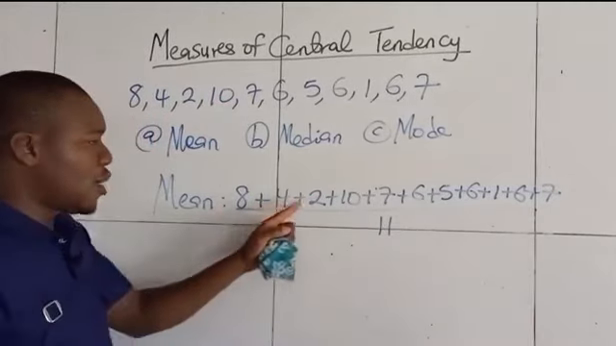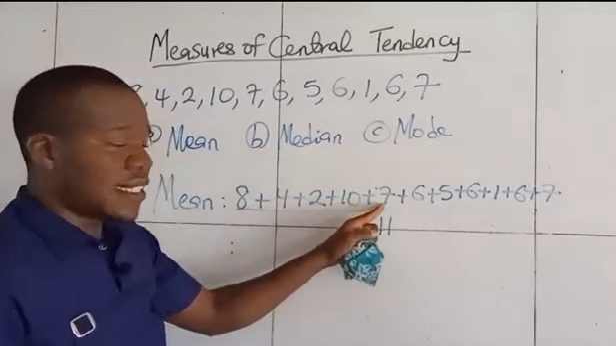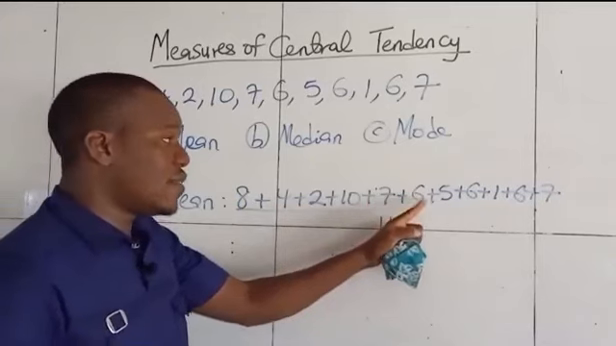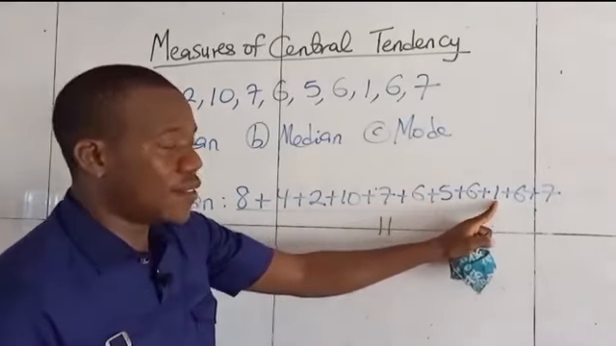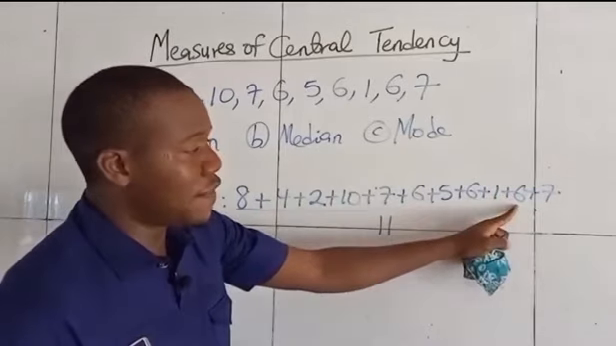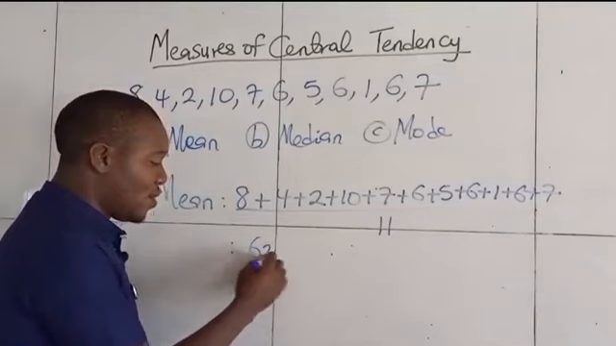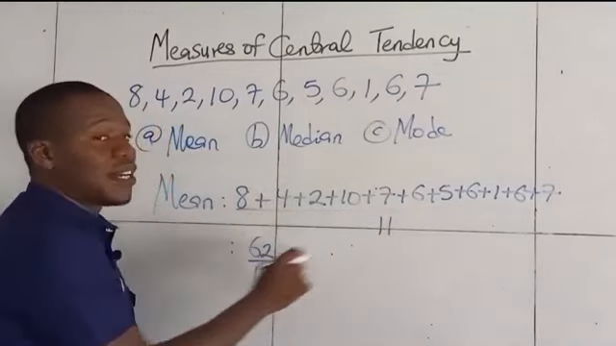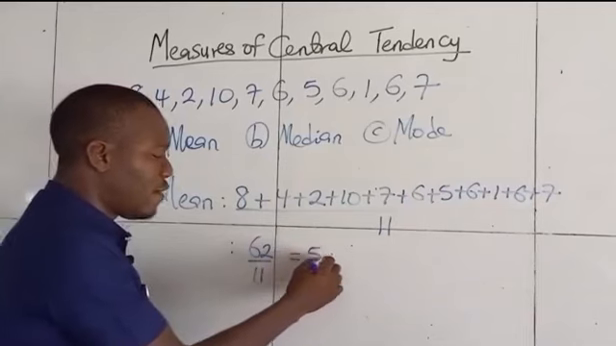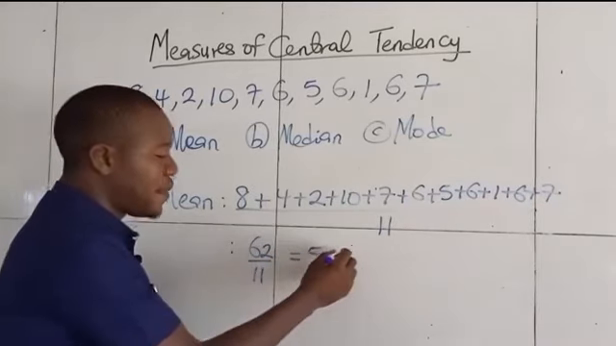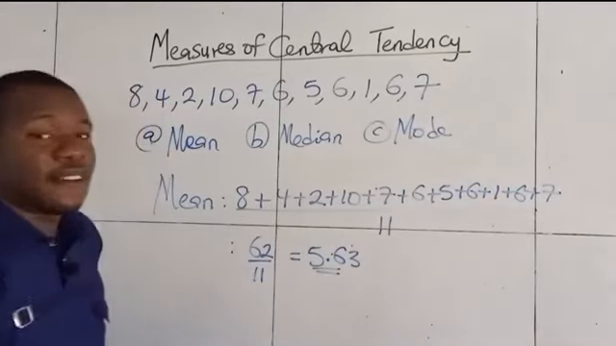So quickly I will add them together. 8 plus 4 is 12, plus 2 is 14, plus 10 is 24, plus 7 is 31, plus 6 is 37, plus 5 is 42, plus 6 is 48, plus 1 is 49, plus 6 is 55, and plus 7 is 62. So I have 62 over 11. When you add all the scores, you have 62. Then you divide by 11. This will give me 5.63 in 2 decimal places, 5.63.